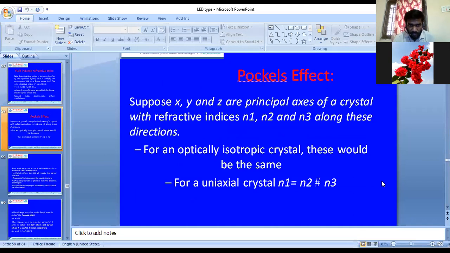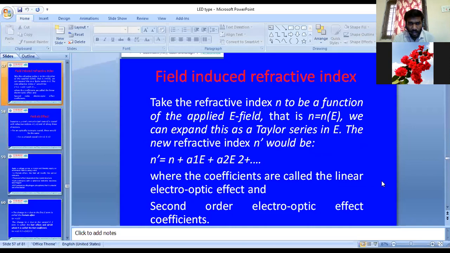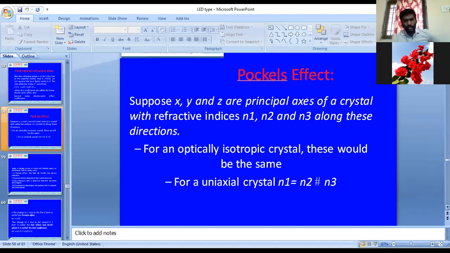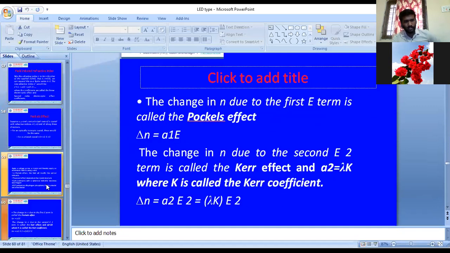Yeah, field induced refractive index. Take the refractive index as n when the electric field is applied. That n is equal to n into e. Take a Taylor series, that will be like this. Clearly write down and observe this. And the next, Pockels effect will be like this. Slide 63, then 64.